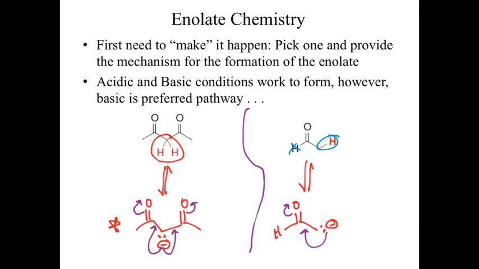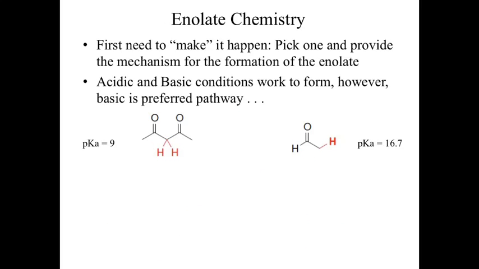As we already started to address, what we're looking at is the resonance effect. The one on the left has two resonance structures. The one on the right only has one. And if we actually quantify this and look at the pKa's, you'll notice the pKa for the dione is quite acidic. You're looking at a pKa of about 9.